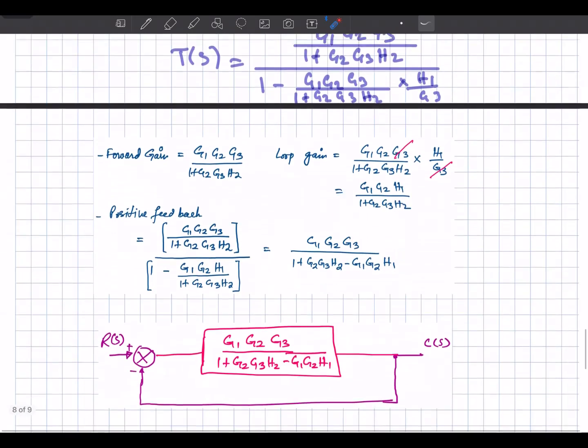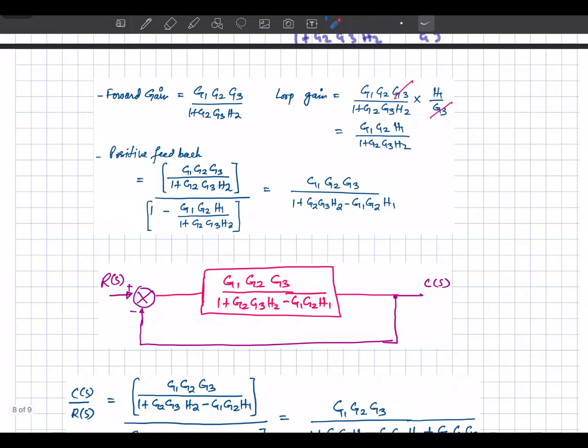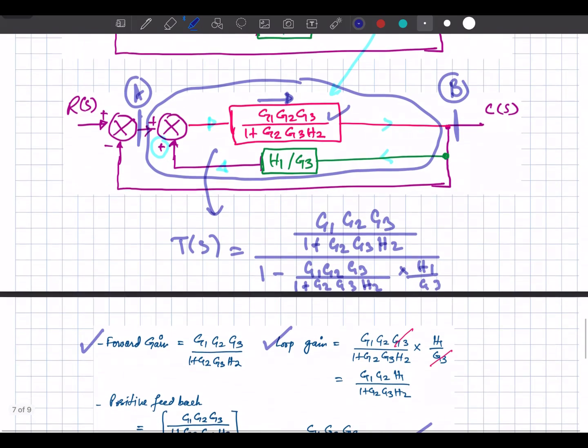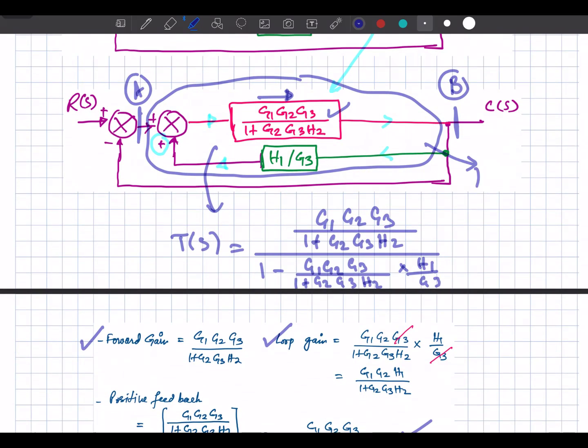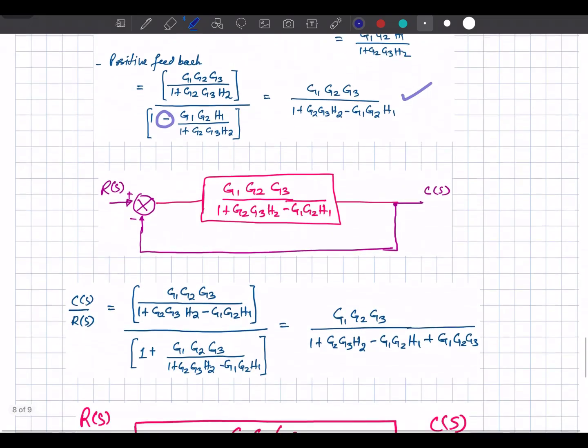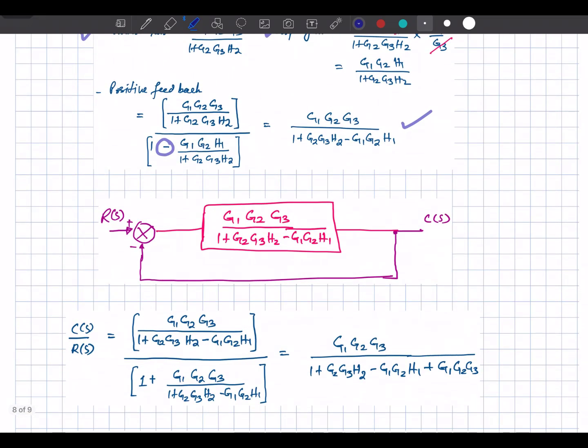So if we simplify this one, as you can see over here, the feed forward gain, the loop gain, and then for positive feedback there is the negative sign over here. After simplifying you will get this expression. So now we can replace this path with this transfer function. You will be left with this block diagram now, and in this we now have unity feedback, because if there is no gain, it means whatever is the signal over here, the output is being fed back to this summing node.